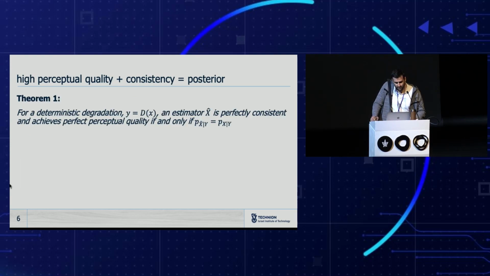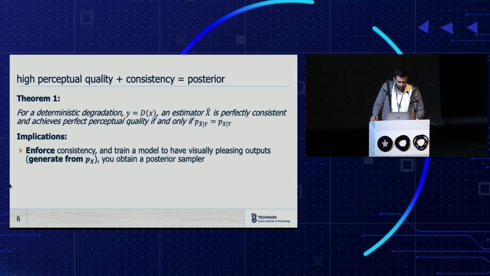So we wrap up this three-line proof in a fancy theorem. By the way, it also works the other way around. If you have the posterior sampler, then it must have perfect perceptual quality and perfect consistency. But the take-home message is twofold. First of all, if you enforce consistency, then you can just train an unconditional generator and you obtain the posterior. And by the way, we could have built the paper just around this. This is super powerful to construct estimators in all kinds of inverse problems.